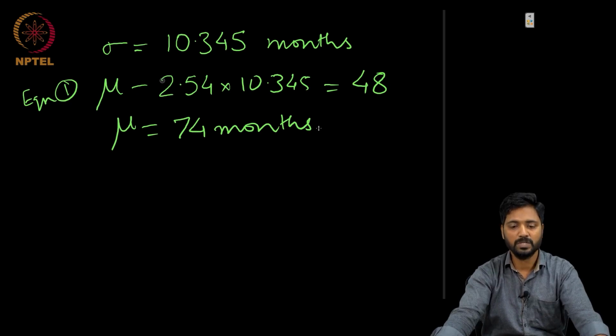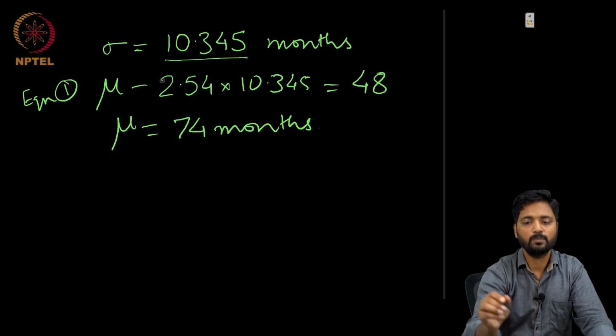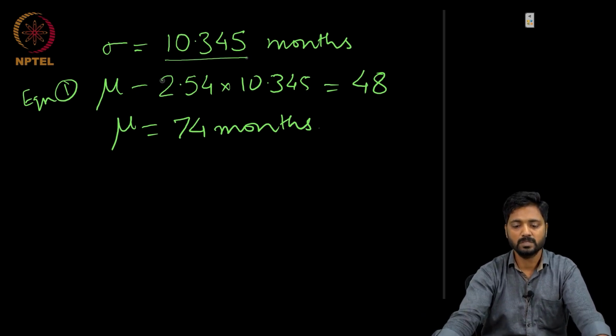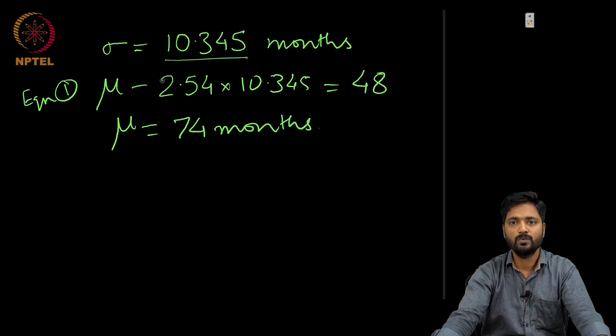So 74 months is the approximate life of the batteries being manufactured by this company, with a standard deviation value of 10.345 months. And if you have these numbers, the company can warrant its batteries for 48 months with only 0.5% batteries failing in this time.